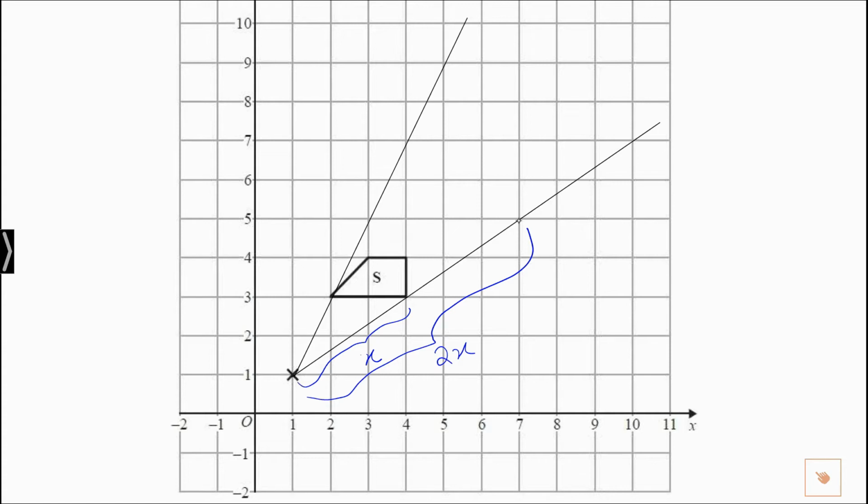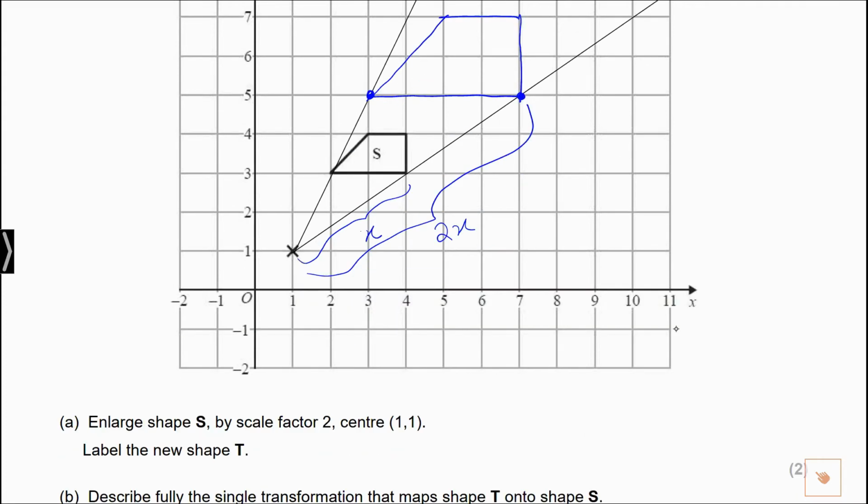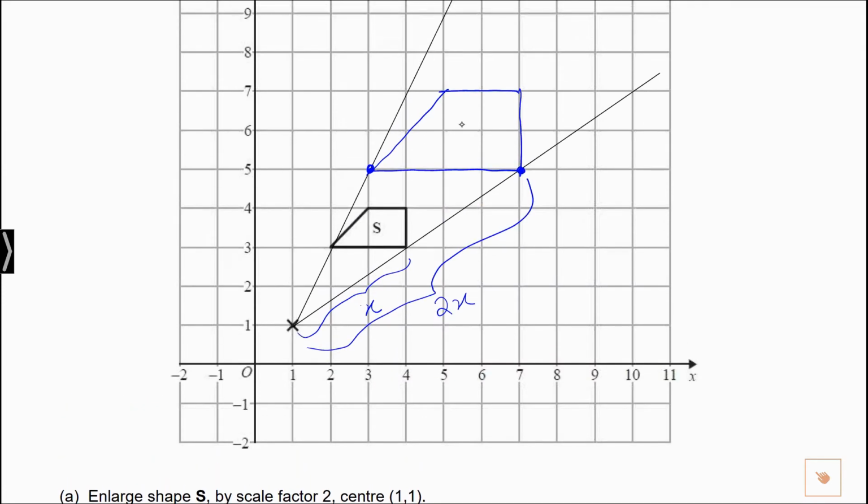So clearly you can see that that point will be here. Same thing here, twice will be there. Now you can clearly see here that the distance from here to here is 2. If you double that, you get 4. Distance from here to here is 1. If you double that, you end up with 2, which is what I have there. Distance from here to here is 1. Double that, you end up with 2. And then we just join this using straight line. Okay? So, and we are required to label this new shape T.